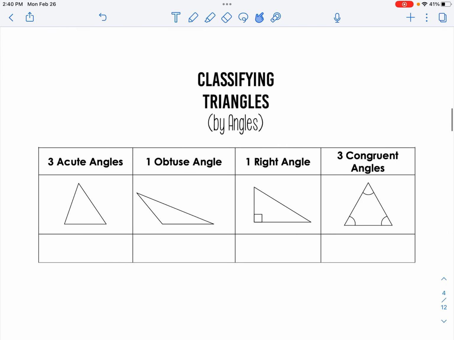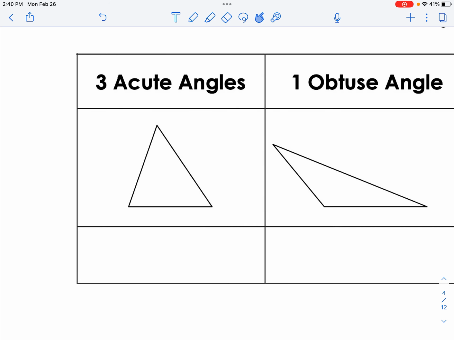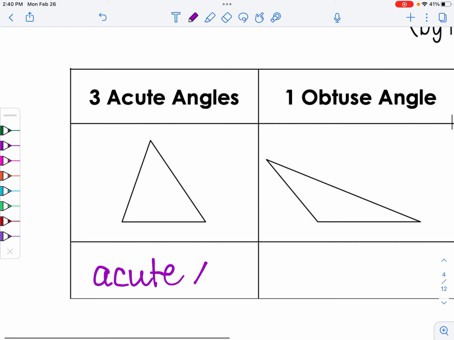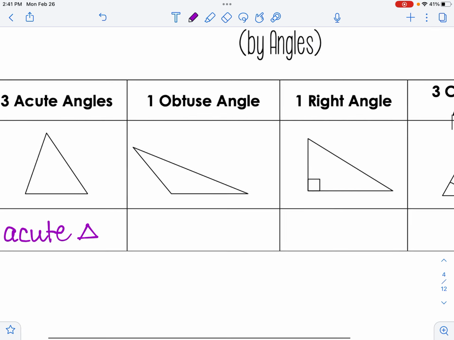All right, how do we classify triangles? We can do this 2 ways. One is by their angles. The other way is by their sides. So first, let's talk about by their angles. If you have a triangle that has 3 acute angles, all the angles are acute, then it is known as an acute triangle. And the abbreviation for triangle is that. So you can just say that's an acute triangle.